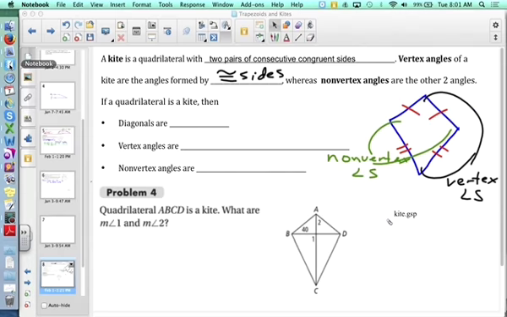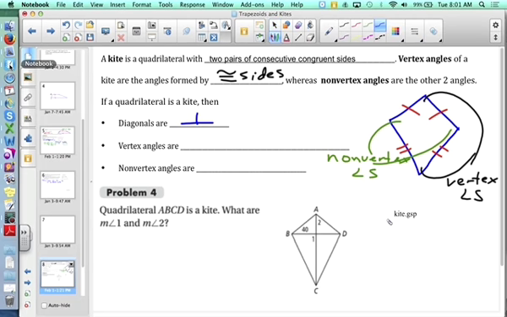All right, so let's come back to our notes. The diagonals, as we noticed, are perpendicular. The vertex angles are bisected by the diagonal connecting them. And the non-vertex angles are congruent.